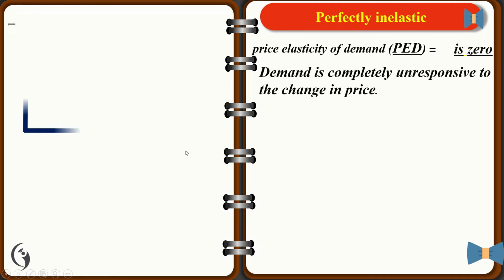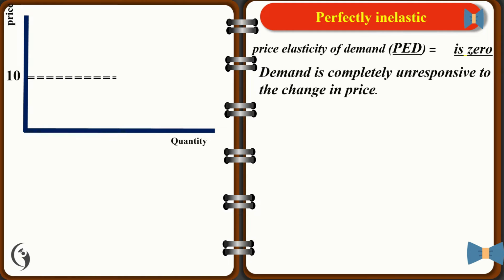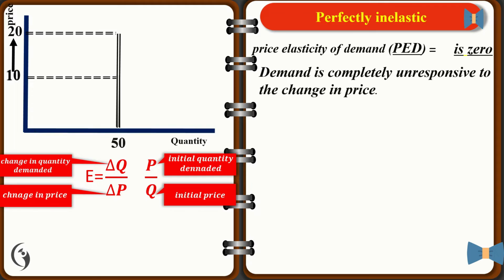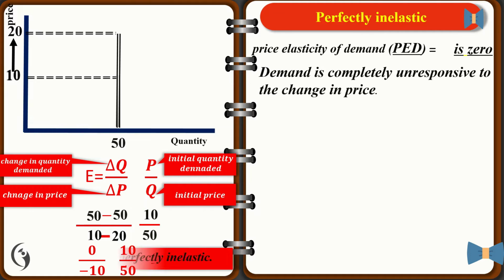Here we can see one example. At the initial price of 10, the quantity demanded was 50. Then the price increased from 10 to 20. The quantity demanded is the same as before, 50. So here the price has changed but the quantity demanded has not changed. So by using this method we can calculate the price elasticity of demand. It is equal to 0.